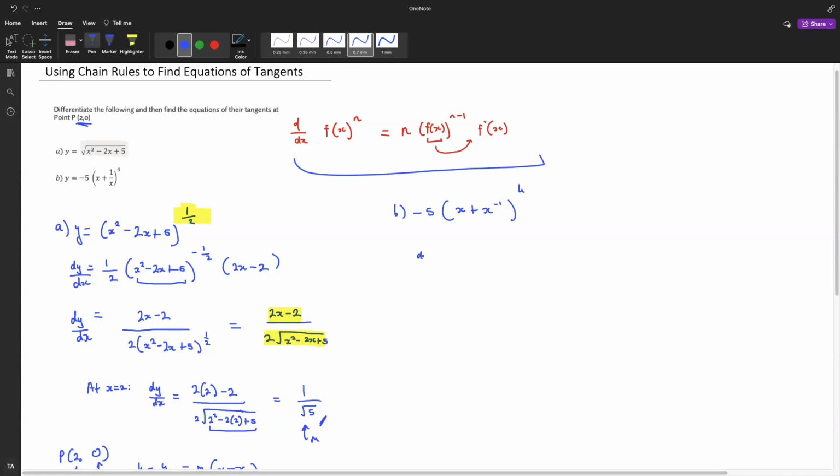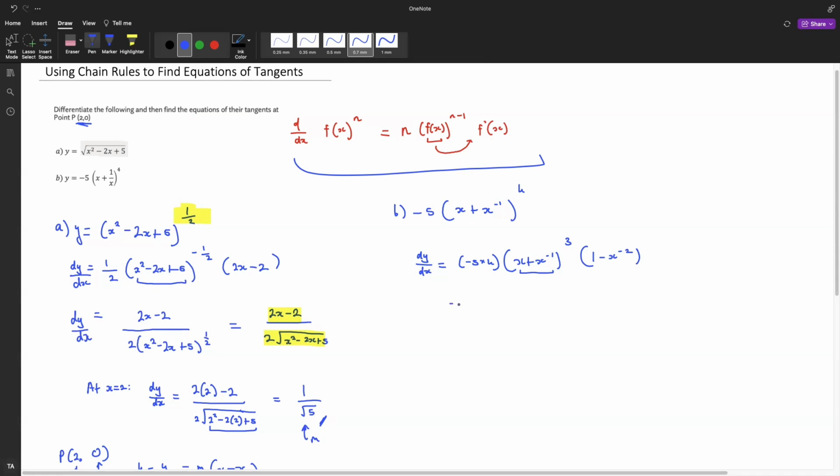So dy over dx is equal to, first thing we're going to do again, bring the power down. So we multiply by negative 5 at the front, and the power is 4, so that's multiplied together. Then we leave the function as it is and reduce the power by 1. Then we multiply this by the actual derivative of the inside function. The derivative of x is just 1, and the derivative of x to the power of minus 1 becomes minus x to the power of minus 2. Same thing, we're bringing the power down and then reducing the power by 1.